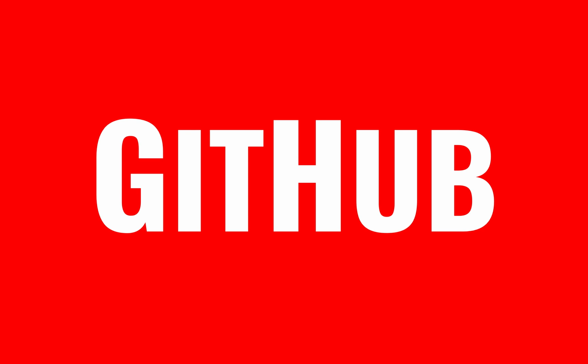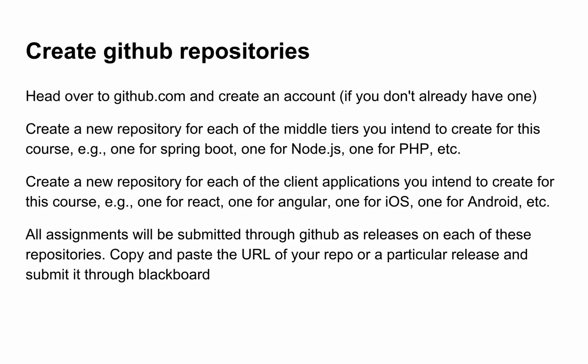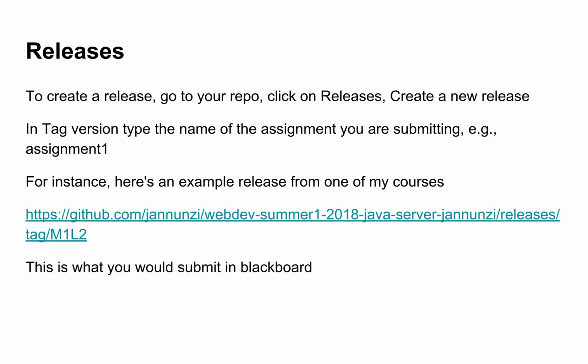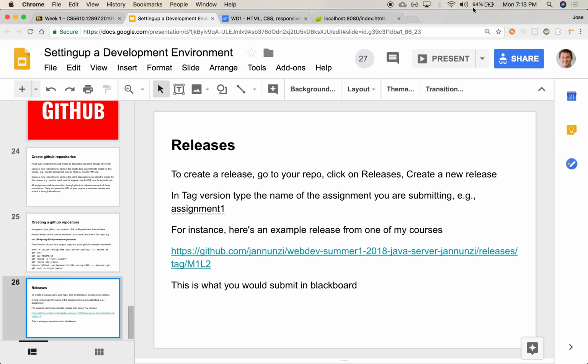GitHub: make sure that you have Git installed. If you have a Mac, typically you already have it installed. If not, you'll need to download and install a GitHub client. Repository releases, as I mentioned earlier: as you work through your assignments, you'll be creating releases and submitting the URL to that release as part of your deliverable. Okay? All right.